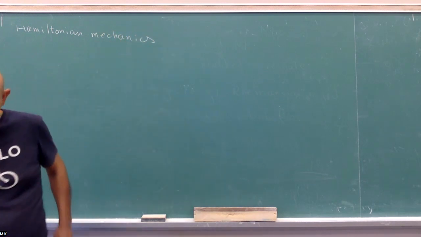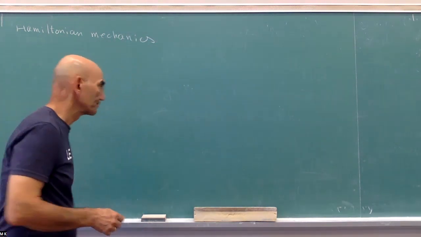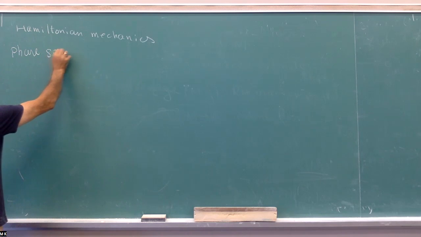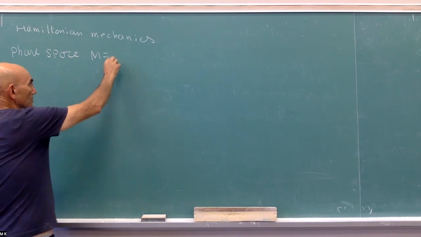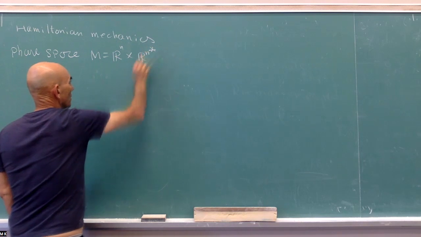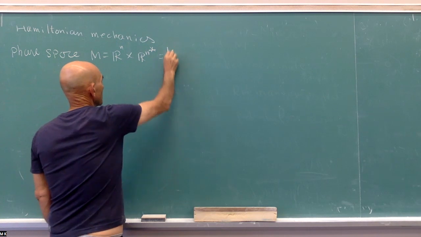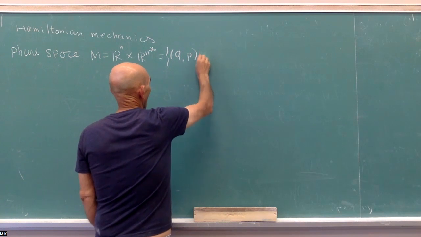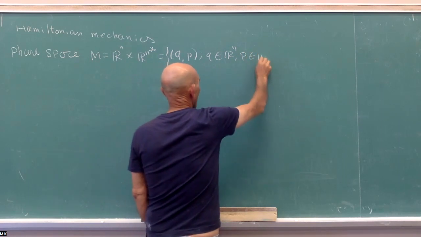Okay, so in this case, we start with something called phase space. In the simplest case, I just start with R^n plus R^n star. This is the dual space, but you can identify it with R^n. So this is the set of all Q and P, of course, Q belonging to R^n, and P belongs to R^n star.